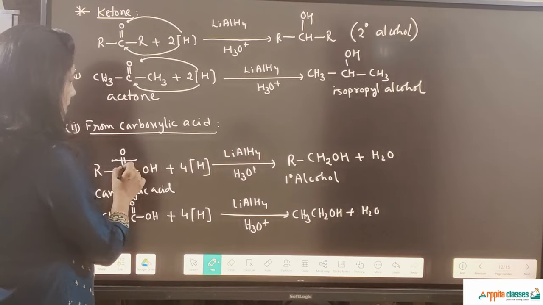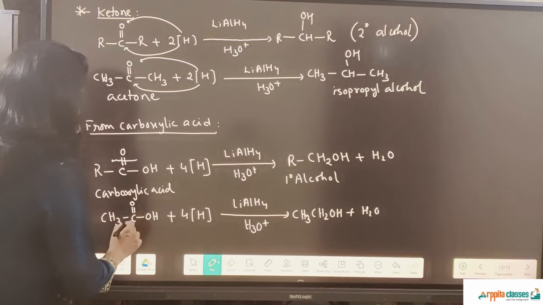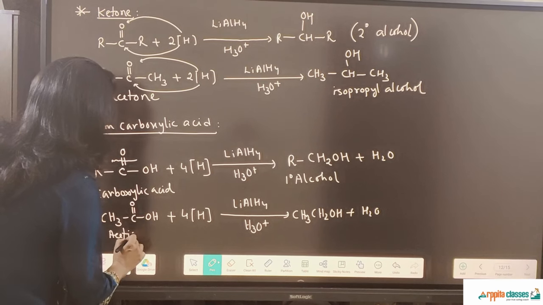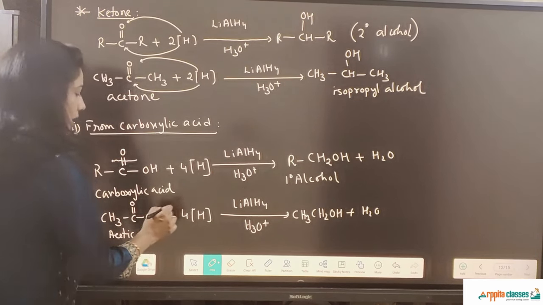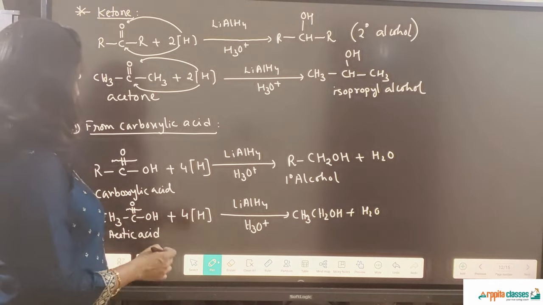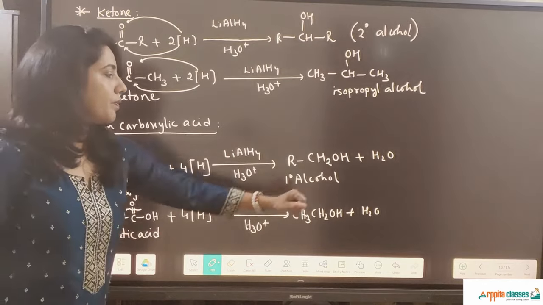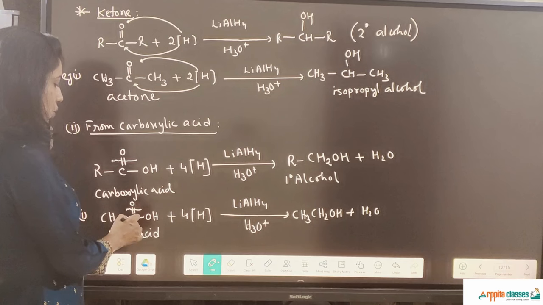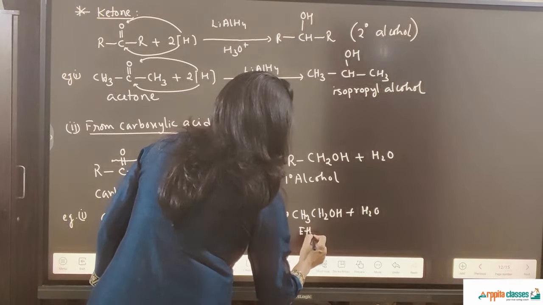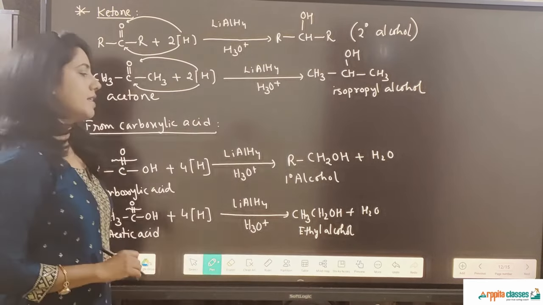So if 2 hydrogen gets attached over here, you get 1 degree alcohol. This is the example, CH3COOH. This is called acetic acid. Acetic acid is the common name of this acid. You are using lithium aluminium hydride followed by acidic hydrolysis. This oxygen along with 2 hydrogen will give you water, and this carbon will have 2 more hydrogen. So CH3CH2OH, that is your ethyl alcohol, is the product. So we get ethyl alcohol in this case.